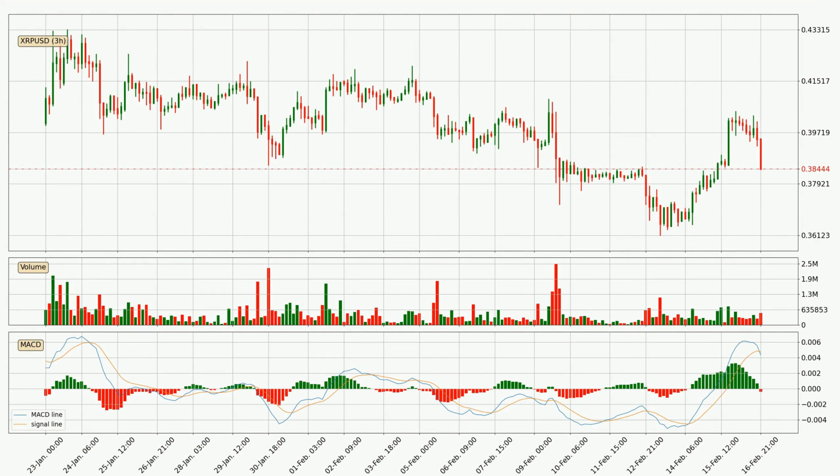Jumping to the 3-hourly MACD, the MACD line is below the signal line, which shows that the current trend is on the downside. We can expect for the price to continue going down or perhaps remain at least stable, because the MACD histogram shows the momentum currently being strong.